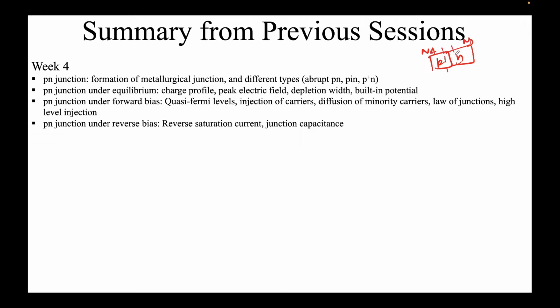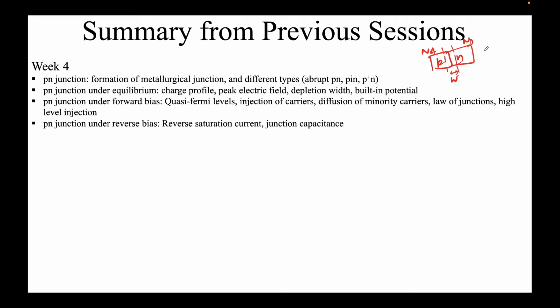We saw that a depletion region will be formed in equilibrium. This is what we saw, the abrupt p-n junction. We also saw a few examples, the p plus n or n plus p. This p plus denotes that the p side is highly doped and the n side is moderately doped. We saw how the charge profiles look. We saw the depletion approximation and the peak electric field. This is the depletion width W, right?